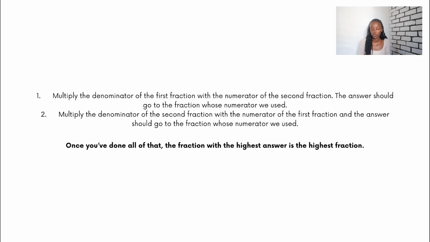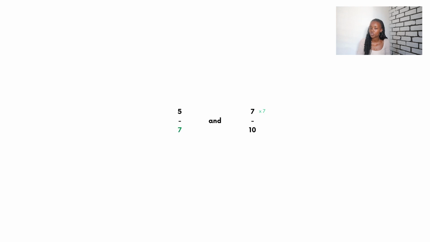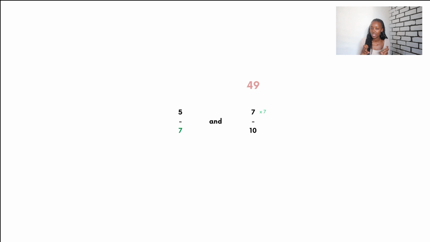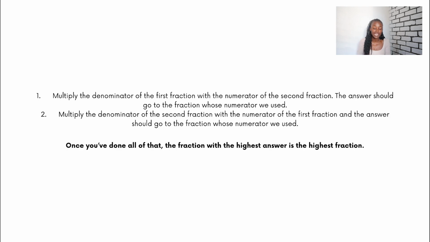So according to this video, our goal is to see which fraction is bigger between the two. Now, according to the math trick, we are supposed to take the denominator of the first fraction, which was 7, and multiply it by the numerator of the second fraction, which was also 7. The answer to 7 times 7 is 49, and that answer will belong to the second fraction because we used the second fraction's numerator.